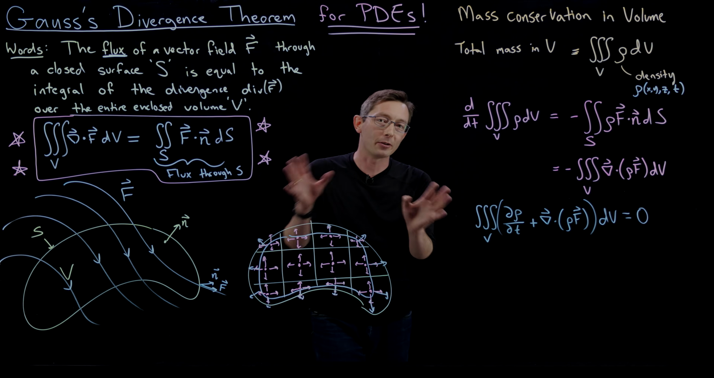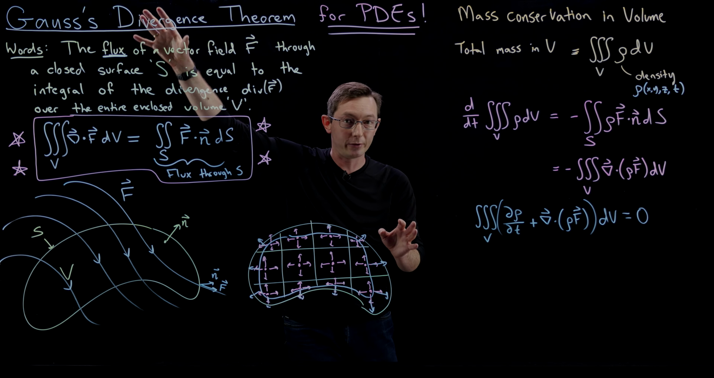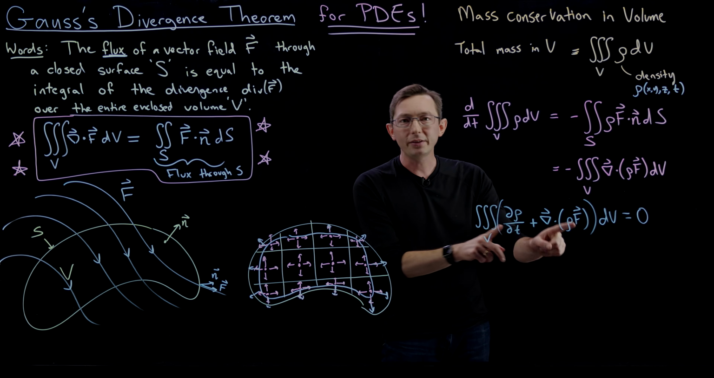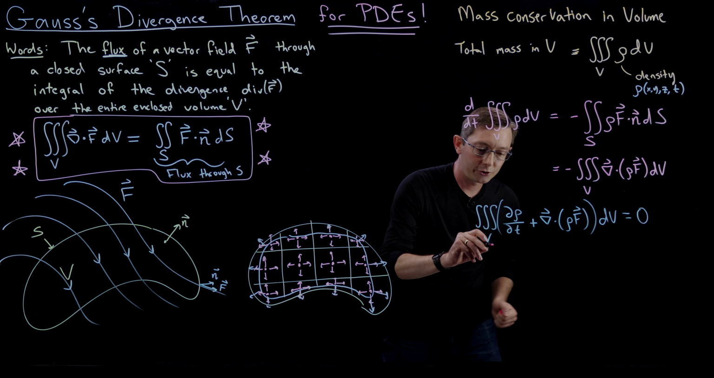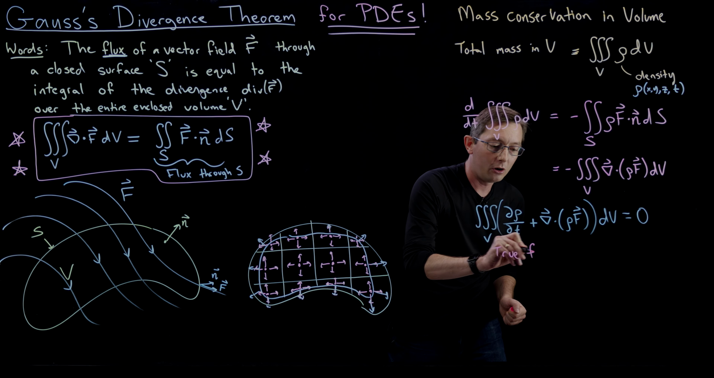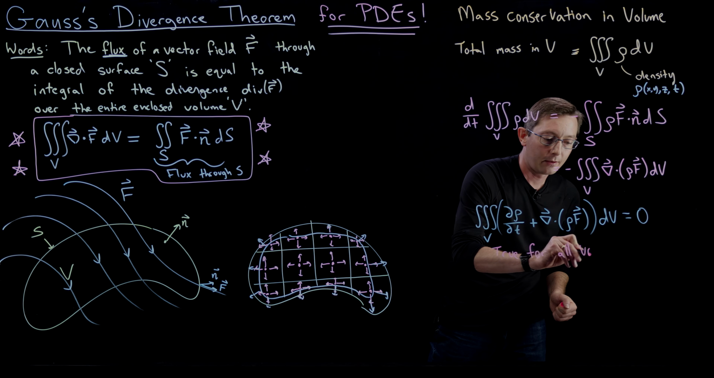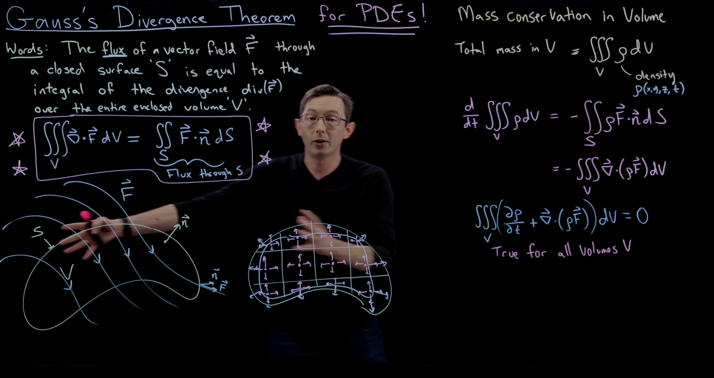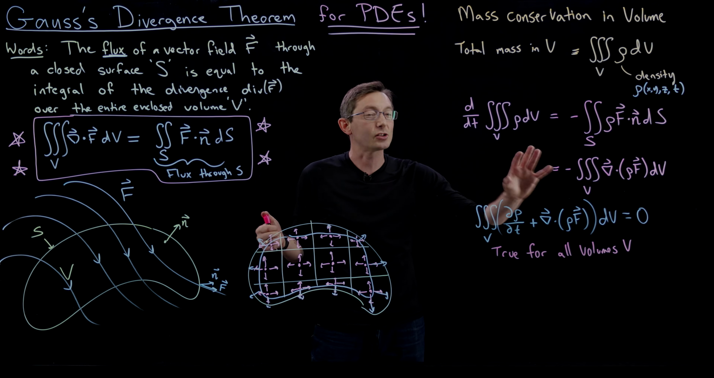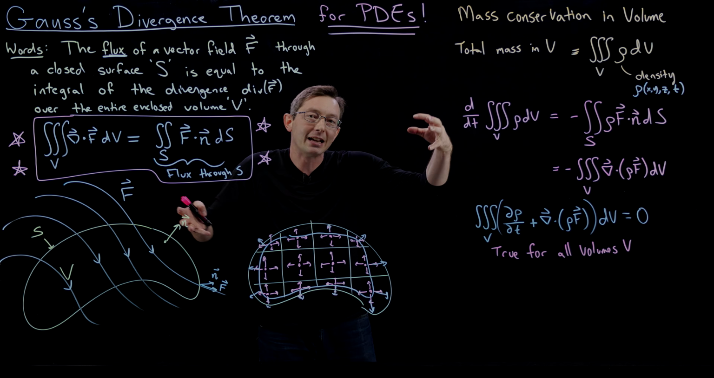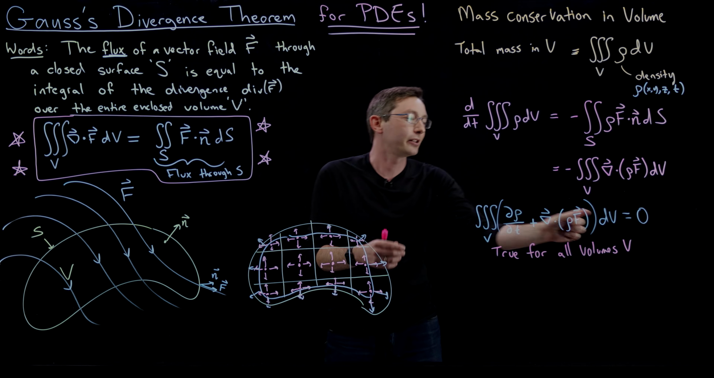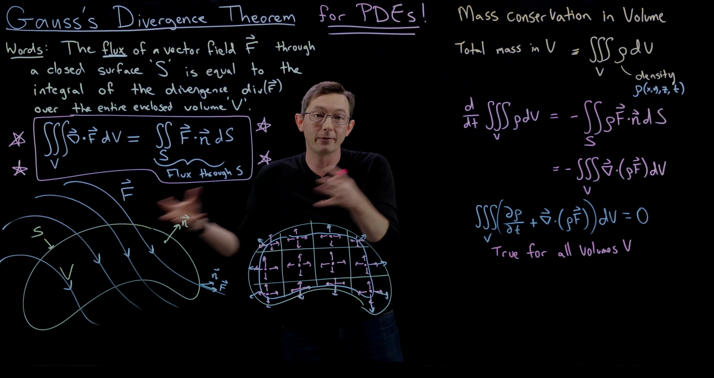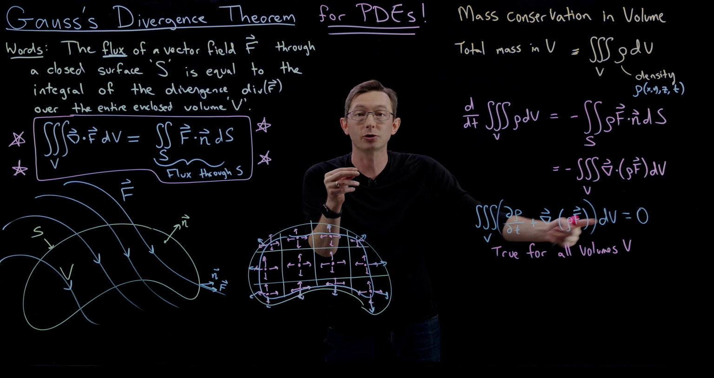Now, here is one of my favorite parts of this whole story of how you use Gauss's divergence theorem to derive partial differential equations: this is true for all volumes V. This is true if I had a big, stretched out volume V. It's also true if I take my V and take the limit as it becomes a teeny tiny little delta V. This is true at every little patch in space. If I shrink my volume down to that little patch in space, this is still true.